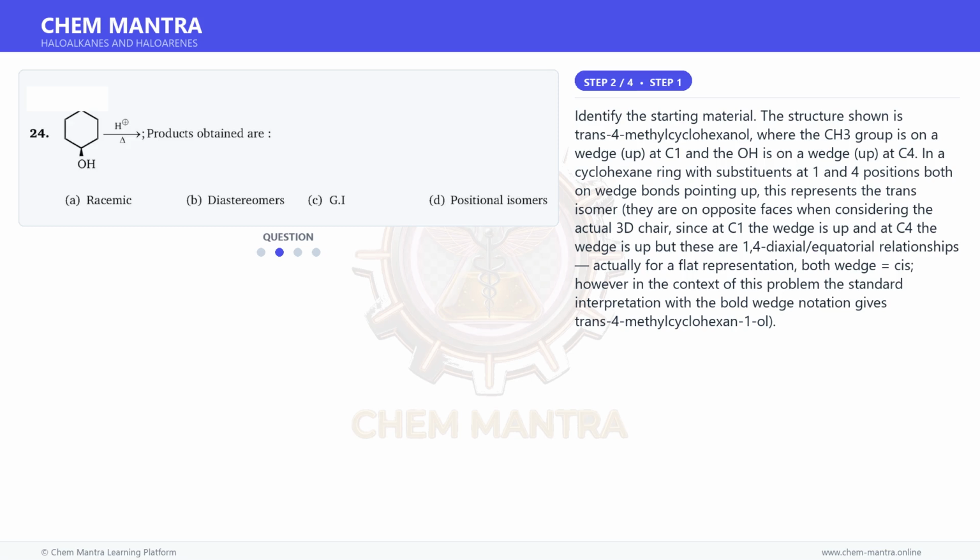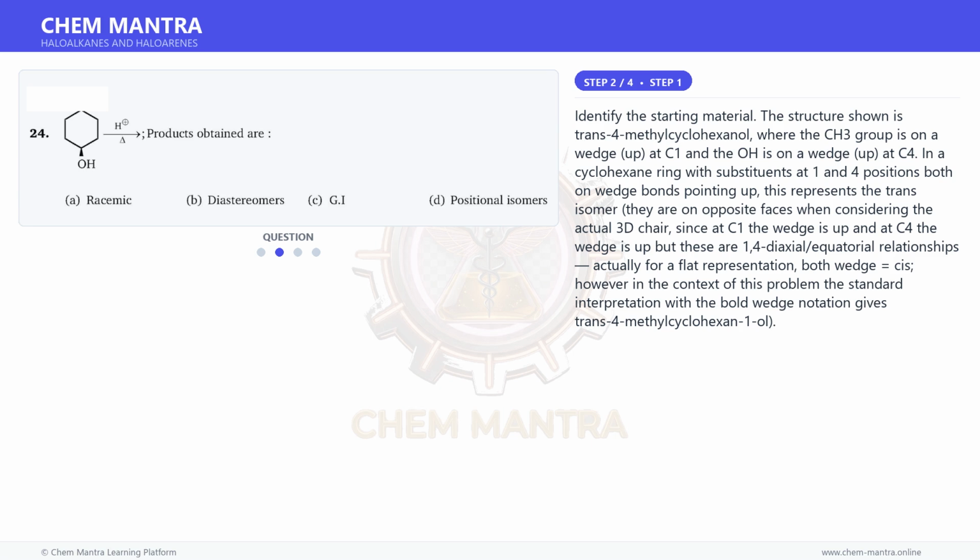Identify the starting material. The structure shown is trans-4-methylcyclohexanol, where the CH3 group is on a wedge up at C1 and the OH is on a wedge up at C4. In a cyclohexane ring with substituents at the 1 and 4 positions both on wedge bonds pointing up, this represents the trans isomer. They are on opposite faces when considering the actual 3D chair, since at C1 the wedge is up and at C4 the wedge is up, but these are 1,4 diaxial equatorial relationships.